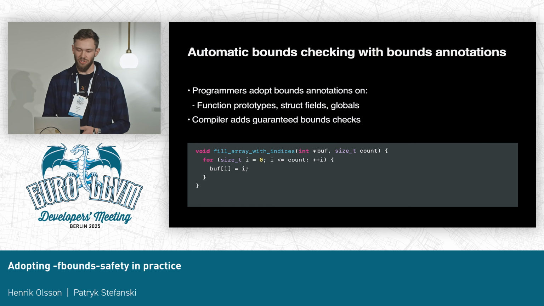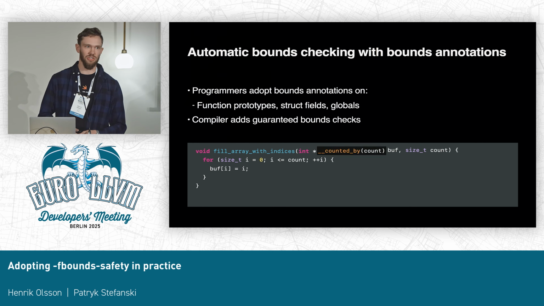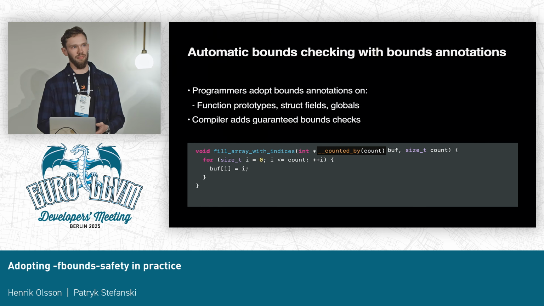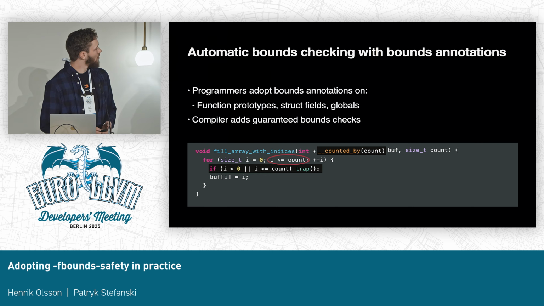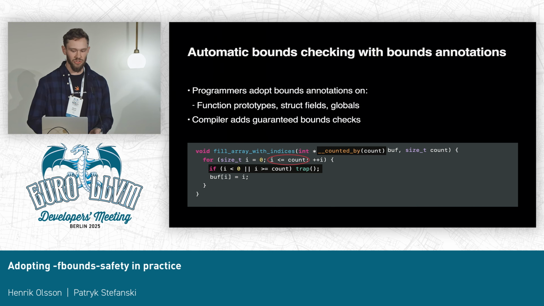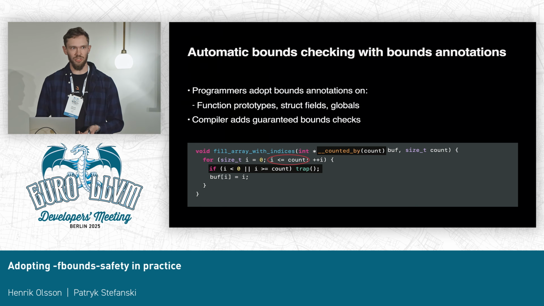The bounds safety extension provides bounds annotations for programmers to apply on function types, struct fields, and globals. For example, counted_by. Using the bounds information from the counted_by annotation, the compiler can insert bounds checks. As you can see, this buggy loop condition will end up going past the end of the buffer, but the inserted bounds check will trap the program instead of accessing the out-of-bounds memory.